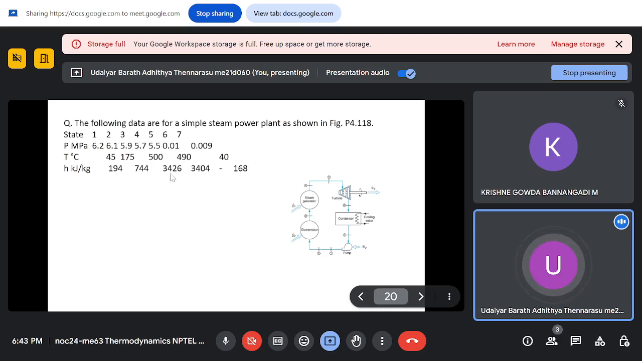So the next problem is, the following data are for a simple steam power plant as shown in the figure. So this is the figure, and the corresponding states. There are 7 states, and the corresponding pressure and temperature are given, and enthalpy is given.